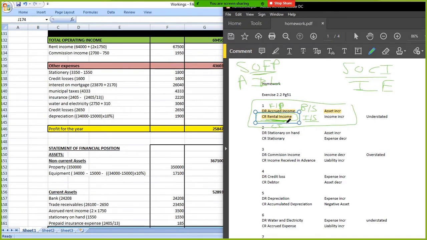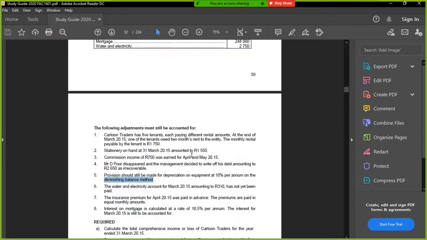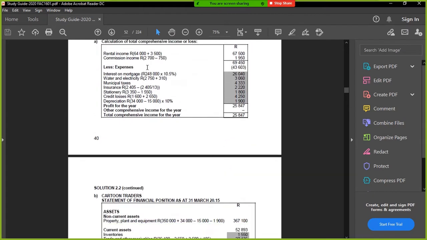I added 1750. I didn't multiply it for 2 months. Okay, that's the notes. Yeah, possibly. 2 months, why? Let's go back and check. Let's see if it is 2 months. It should be. Where's the question here? One of the tenants owed 2 months rent. Yeah, that's what they said. Just be careful. It was one tenant, but it was for 2 months. Let's check my solution with the one in the textbook. Okay, let's go back.